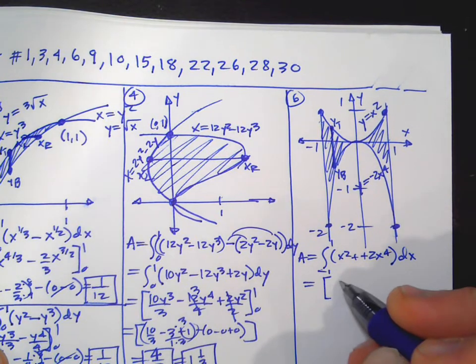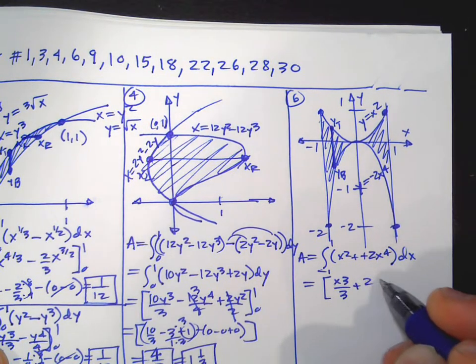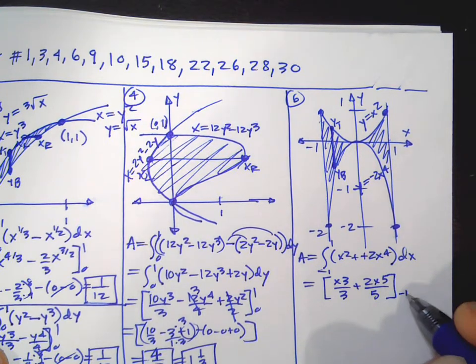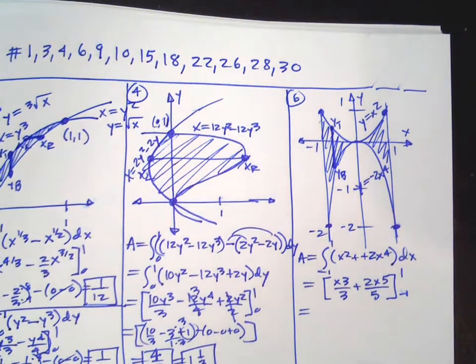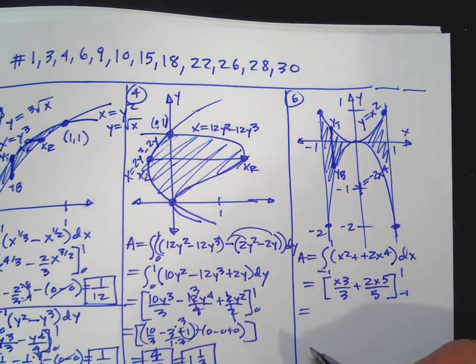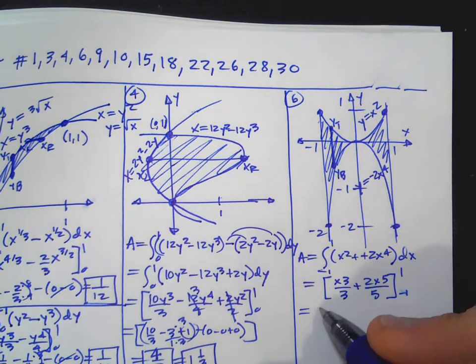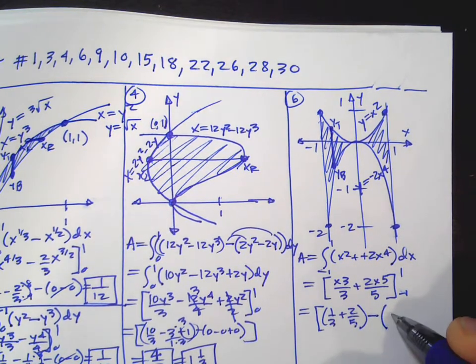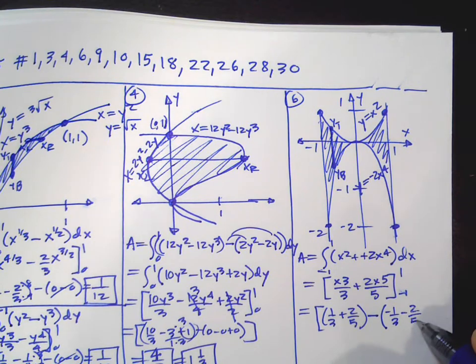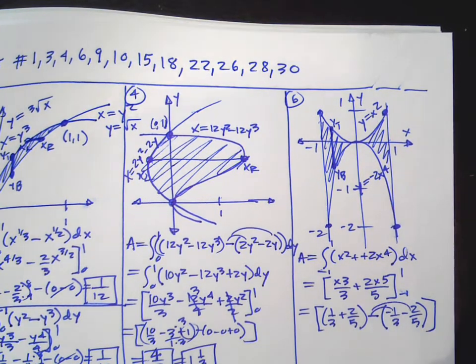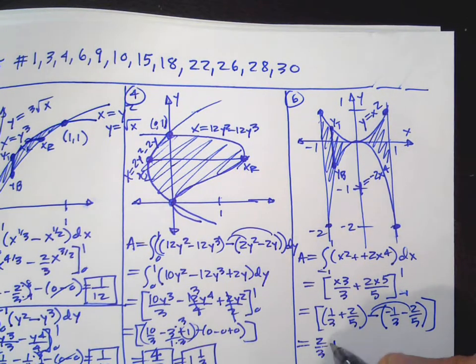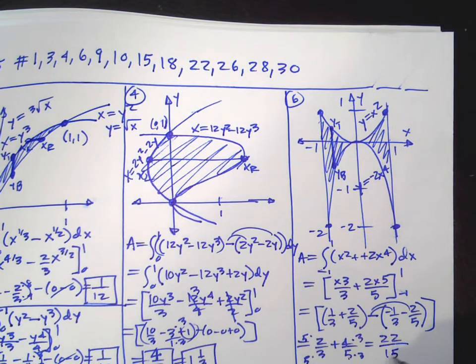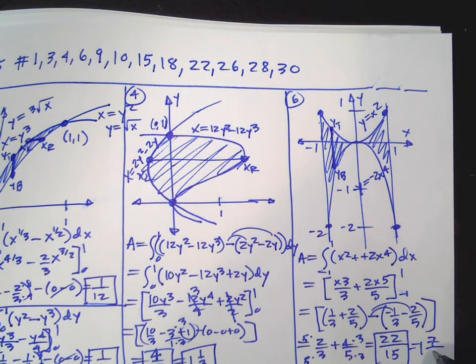So the antiderivative is going to be x cubed over 3 plus 2x to the fifth over 5 from -1 to 1. There's some symmetry here, so it seems like we might get the same values from both sides. Plug 1 in, you get 1/3 plus 2/5. Minus, you plug in -1, you get -1/3 minus 2/5. So it's the same value. We're going to get 2/3 plus 4/5. Least common denominator would be 15. So it's 10 plus 12, which is 22/15, or 1 7/15.